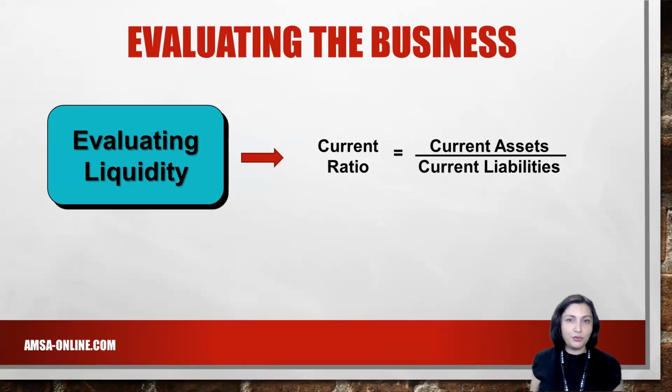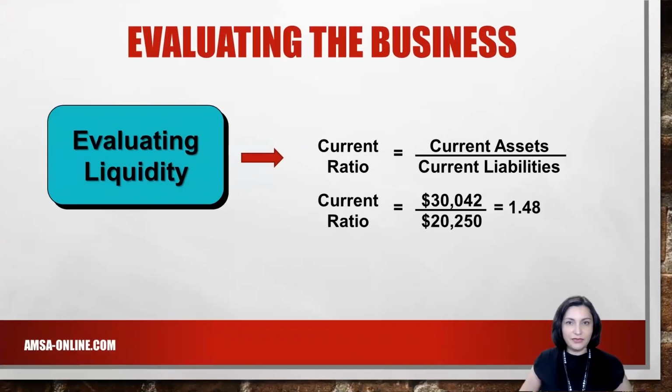The current ratio is working capital expressed as a ratio. The current ratio is current assets divided by current liabilities. We already found out the amounts required for this calculation. The current ratio is equal to $30,042 of current assets divided by $20,250 of current liabilities, which is 1.48. This means that the company has approximately $1.48 of potential cash inflow for every dollar of current obligation coming due.